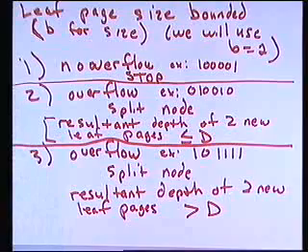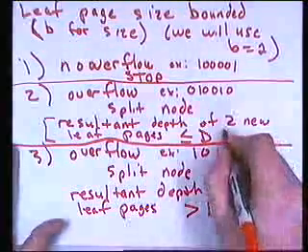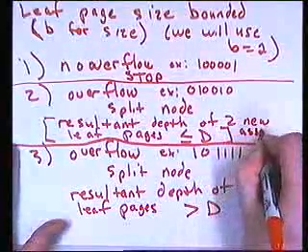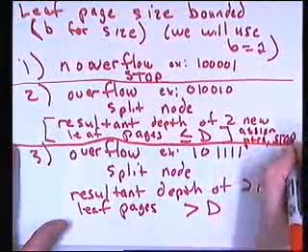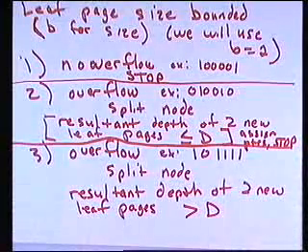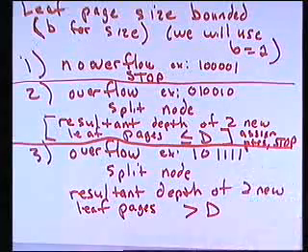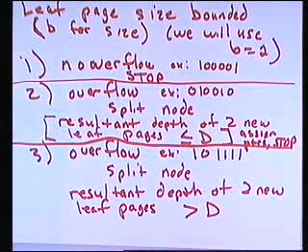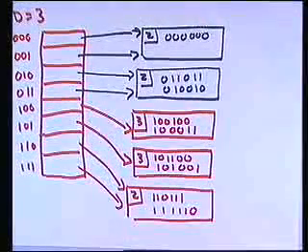This is how we've handled things. We split the node, and the resultant depth of the 2 new leaf pages is less than or equal to D, so we assign pointers and stop. When the resultant depth of the 2 new leaf pages is less than or equal to D, we will have enough pointers, so you just assign the pointers and you stop. And that's exactly what we did here. We had 4 pointers for 2 nodes. We assigned the pointers appropriately, 2 pointers per node, and we stopped.